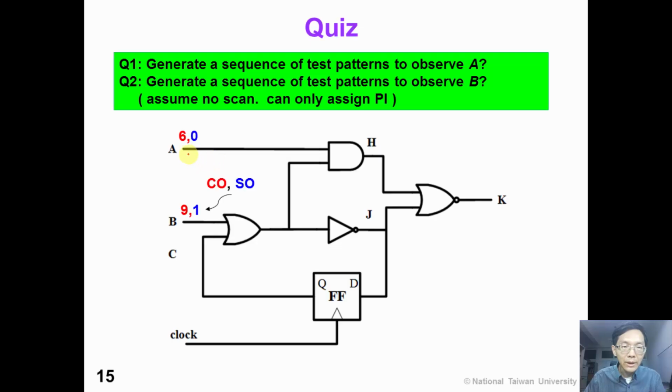From the previous example, we know that the sequential observability of A is 0 and the sequential observability of B is 1. So quiz number 1, please generate a sequence of test patterns to observe A. Question number 2, generate a sequence of test patterns to observe input B. Please assume there is no scan, so we can only assign primary input. Please pause the video and work on this case.